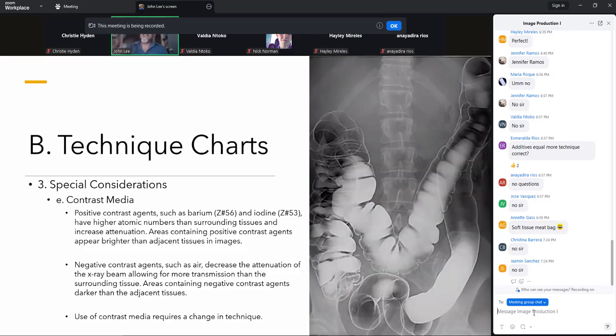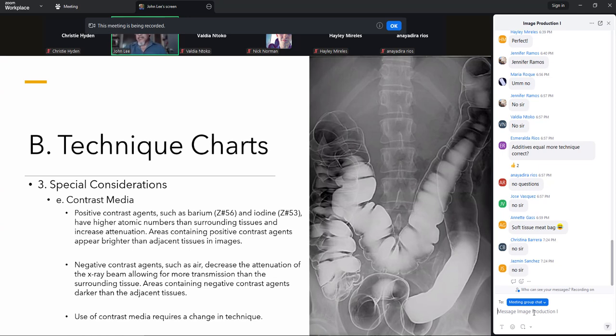Other considerations, special considerations, especially contrast media. Your positive contrast agents change the absorbing properties of the tissues in which they're contained. A positive contrast media will absorb more radiation. Okay. So we're going to have to increase our technical factors in order to get a good diagnostic image.